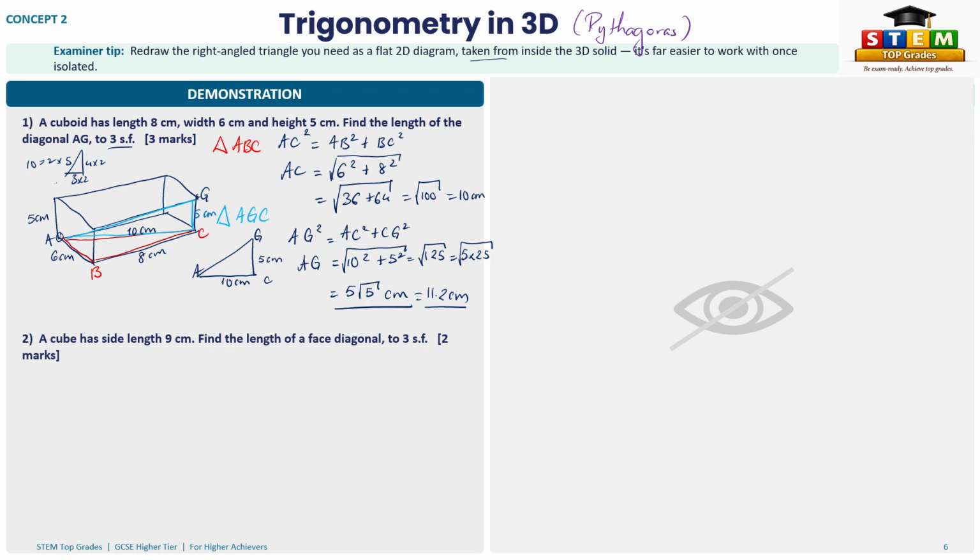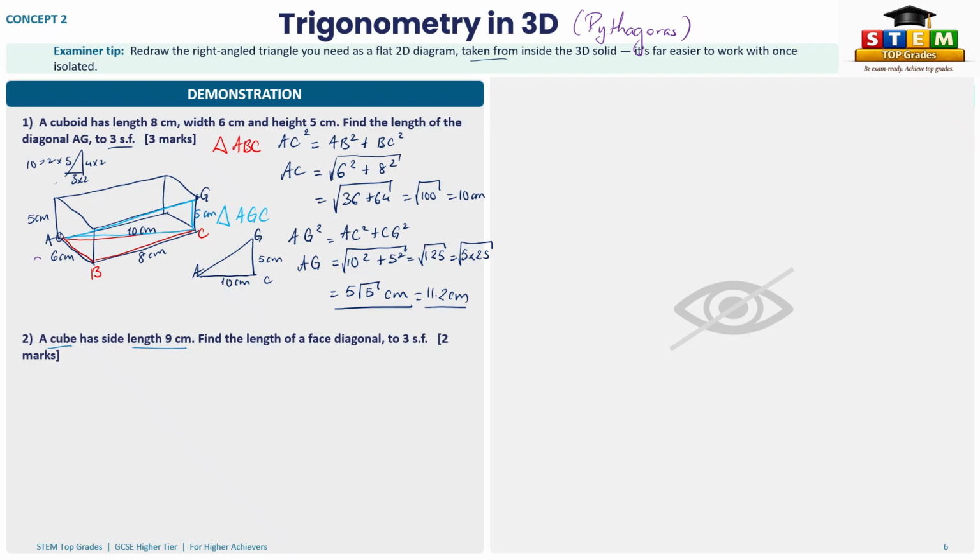Okay. Now number 2. We have got this time round a cube. A cube has, well, all the length will be 9 centimeters in that case, and the length of the diagonal. Now, I did mention I was going to use a shortcut. Now, we're going to apply this shortcut in that case for question 1. So the shortcut is as follows.